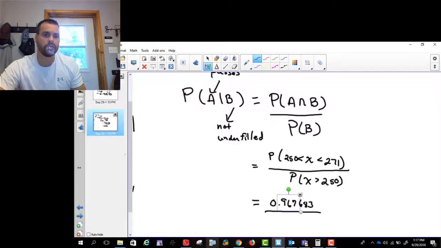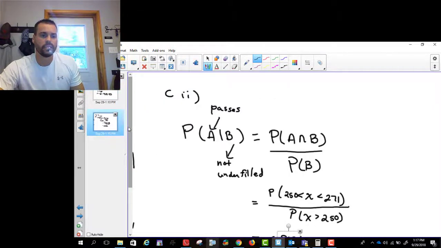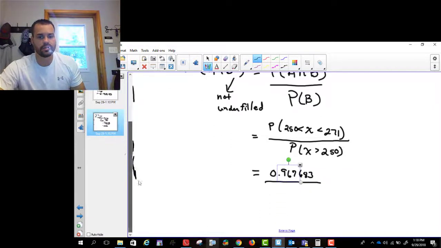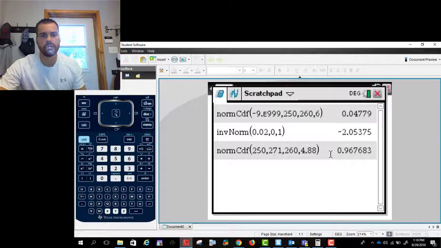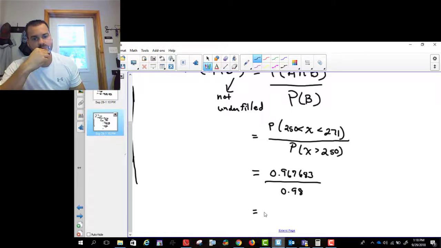If we go back here, we know the probability that X is less than 250 was 0.02. So what does that mean the probability that X is greater than 250 is? Well, it's just 0.98. Okay, and if I take this number and divide it by 0.98, it gives me 0.987. So I'm going to put that as my answer.